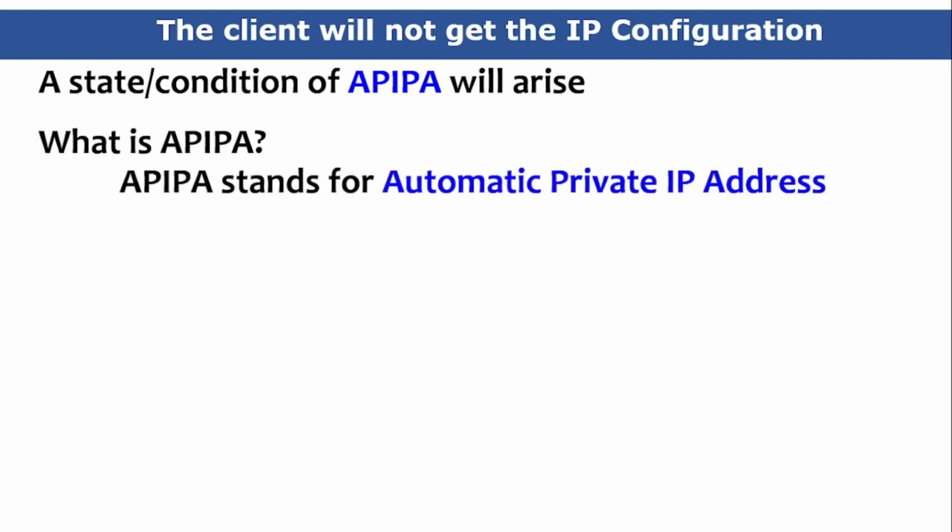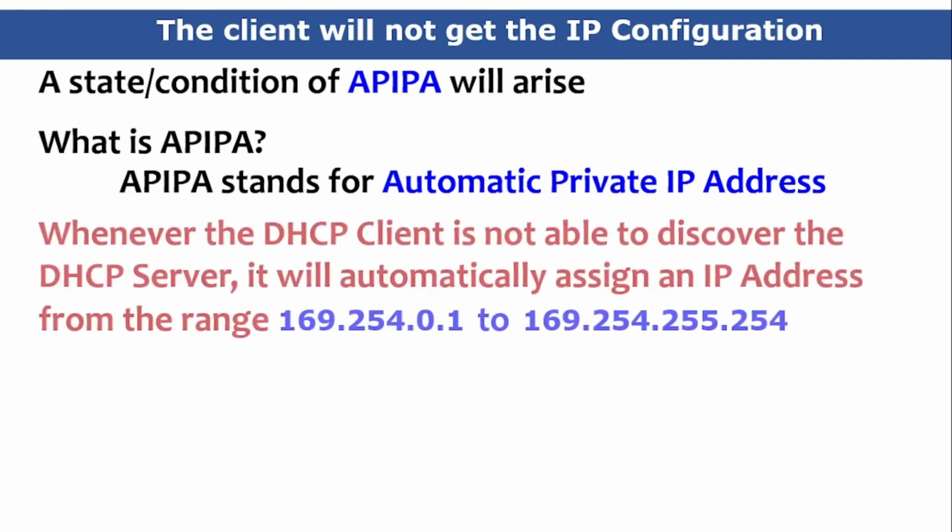APIPA stands for Automatic Private IP Address. Whenever the DHCP client is not able to discover the DHCP server, it will automatically assign an IP address to itself from a specified range: 169.254.0.1 to 169.254.255.254. So if the discovery fails, the client will pick any IP address from this range and assign it to itself.